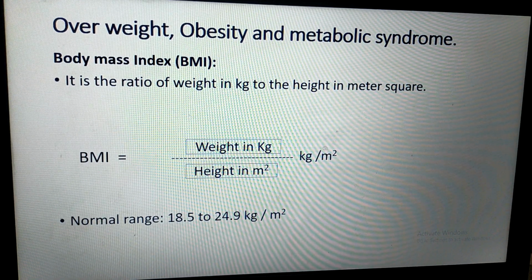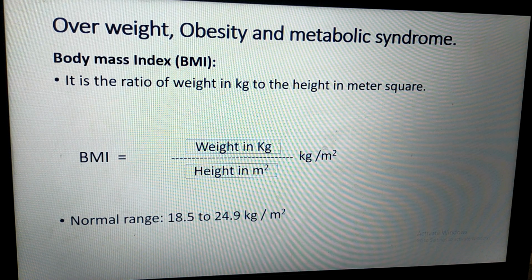To understand these three conditions, you should know body mass index. Body mass index is the ratio of the weight of a person in kg to the height of a person in meter square. It is also called BMI. So BMI is equal to weight in kg divided by height in meter square, and the unit is kg per meter square. The normal range of BMI is 18.5 to 24.9 kg per meter square.